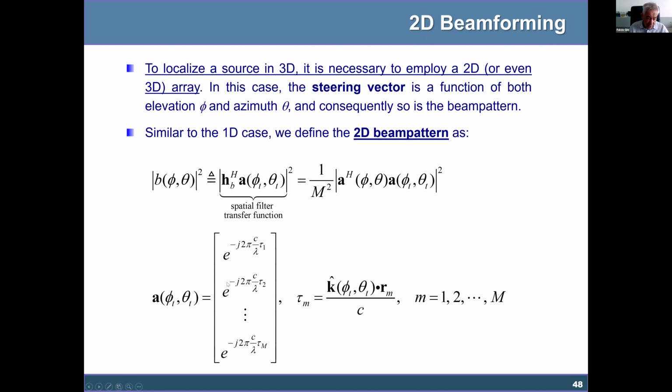The structure of the array response is exactly the same, because a delay, if the signal is narrowband, is mapped into a phase shift, and the phase shift depends on the position of the elements in the array. So depending on the geometry of the array, you have a different expression of the position vector r_m. You have to calculate this inner product. You get the delay, you plug it here, and you calculate the beam pattern. So it's very simple.